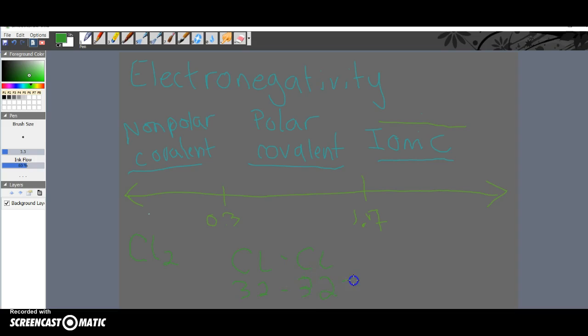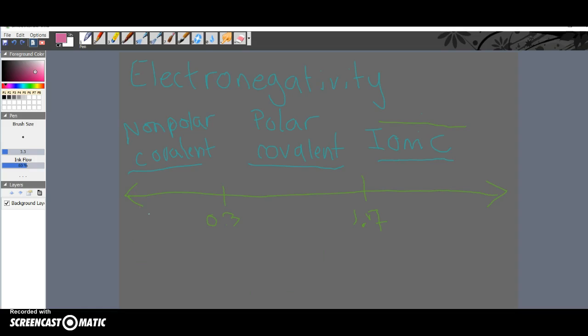And again, I'm subtracting them to find the difference. The difference between 3.2 and 3.2 is 0. And so, because they have a difference of 0, it's going to be way in the nonpolar covalent section. So that's chlorine and chlorine forming a nonpolar covalent bond, which makes sense because they're both the same, they both want electrons equally. So when they share it, when this bond is formed of shared electrons, they're going to be bouncing back and forth the same speed between them. Neither one is going to win that game of tug of war.